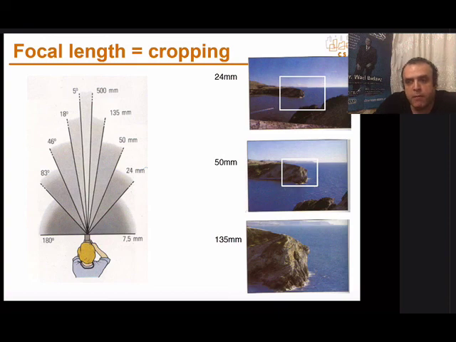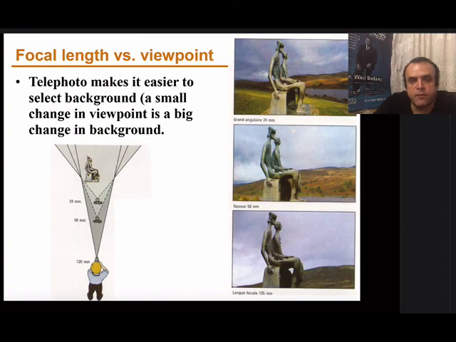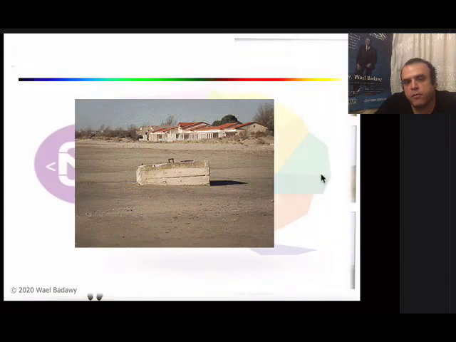If I want to look at focal point versus viewpoint, which is on the next slide, the telephoto makes it easier to see the background. Smaller changes in the viewpoint will be bigger, and this will show you how the focal point can impact the positioning of the background. So for example, in the top scene, you can see the statue, and then you can see the river. However, if you move a little bit lower, you see the statue and you only can see the background much bigger. So viewpoint is very critical when you talk about long focal points.